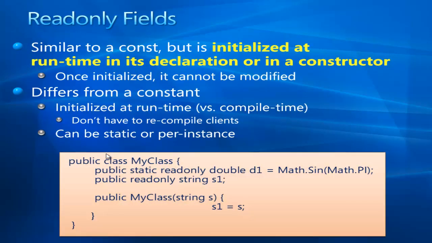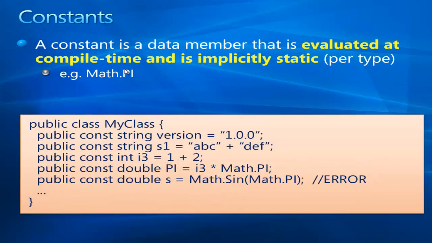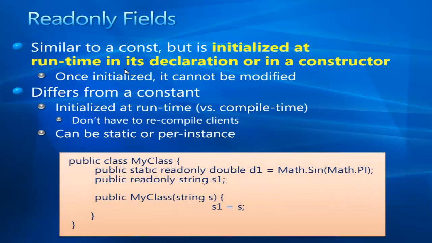What if you want to have an evaluated value but still a constant? In that case, go for readonly. So readonly will be initialized at runtime. But once it is initialized, it remains the same. It remains constant. Whereas a constant is initialized at compile time, so you don't have that flexibility. Readonly is like a constant, but readonly is initialized at runtime.